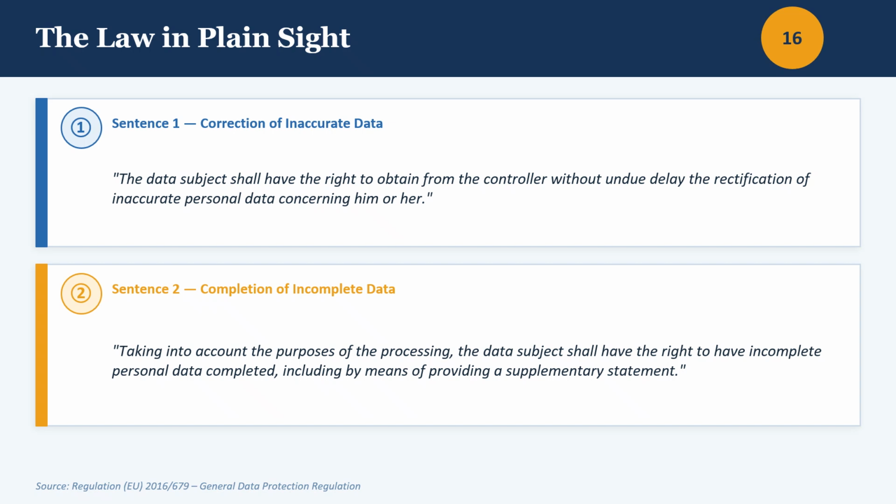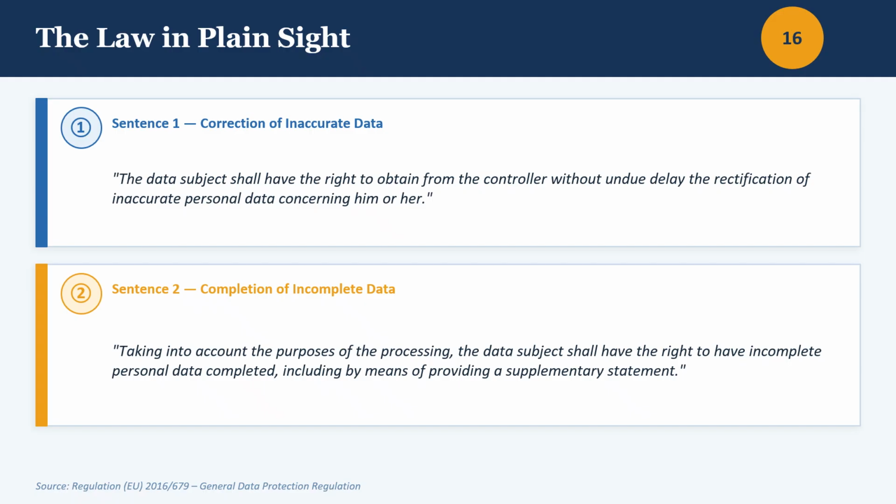Now sentence 2 says, taking into account the purposes of the processing, the data subject shall have the right to have incomplete personal data completed, including by means of providing a supplementary statement. This one is slightly different. It's not just about correcting wrong data, it's also about completing data that is missing or incomplete. And importantly, you can do this by providing a supplementary statement, meaning you can add information yourself rather than asking the company to guess. So to summarize, sentence 1 is fix wrong data. Sentence 2 is fill in missing data.